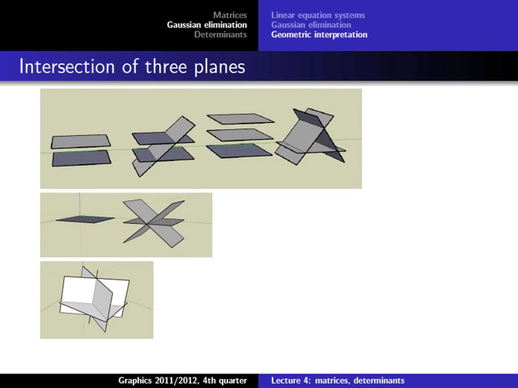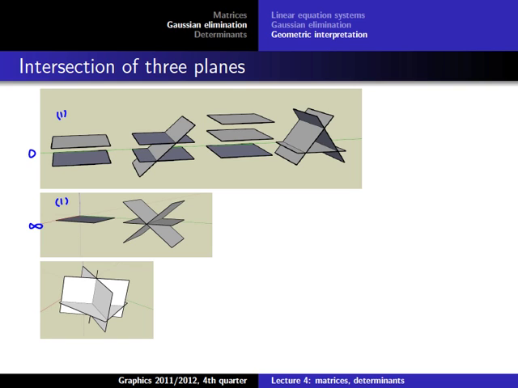Then, of course, the 3rd one can also be identical. So this is related to the first case. And then we have, of course, an infinite number of solutions. The 3rd one can be parallel. Then, of course, we have 0 solutions.